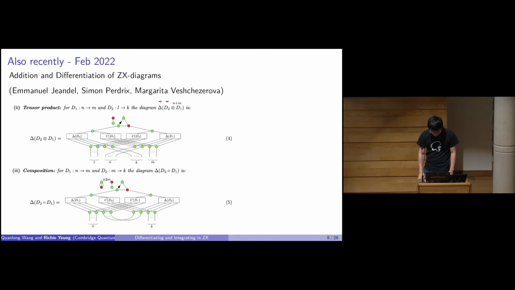We had a talk already this morning about adding and differentiating ZX diagrams. Because you have an inductive way of adding, turning any R diagram to a control diagram, and then you have a way to add control diagrams, you can use this to effectively do differentiation of ZX diagrams. But this is more of an inductive method, and it's kind of hard to use in practice.